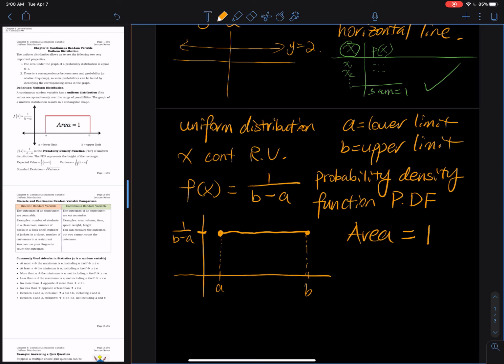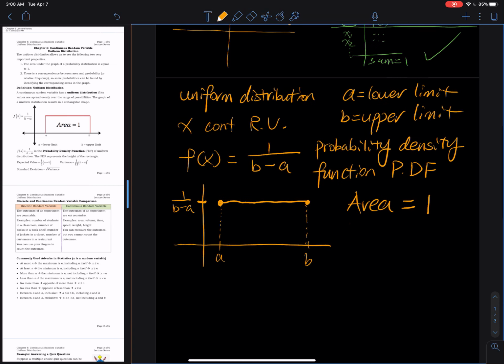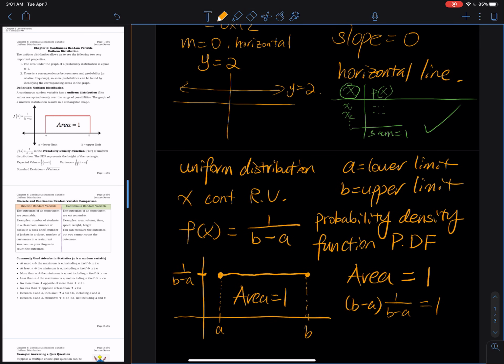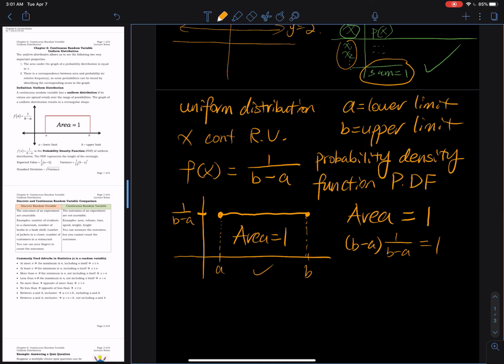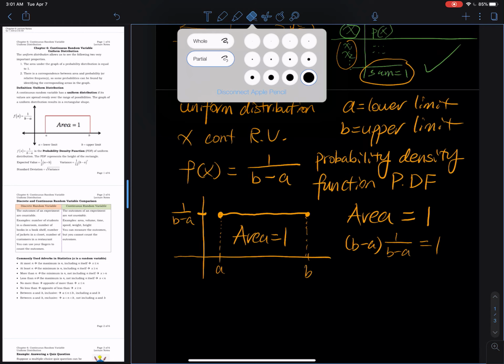By the way, how do you find the area of a rectangle? We take the base times height, right? The base is b minus a, that is the length of the base, and the height is 1 divided by b minus a. So that is equal to 1. The area of this rectangle is equal to 1, just like the area of this probability distribution is equal to 1. The only difference is this x we can count. This x, we are not able to count because x can be any value between a and b, and area is not countable. All right?